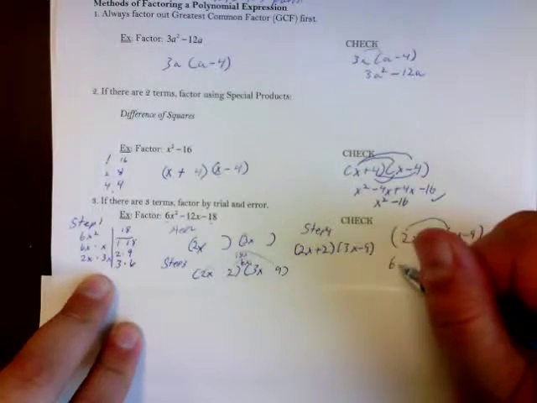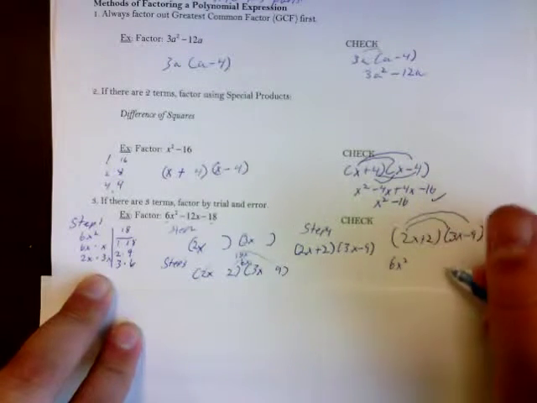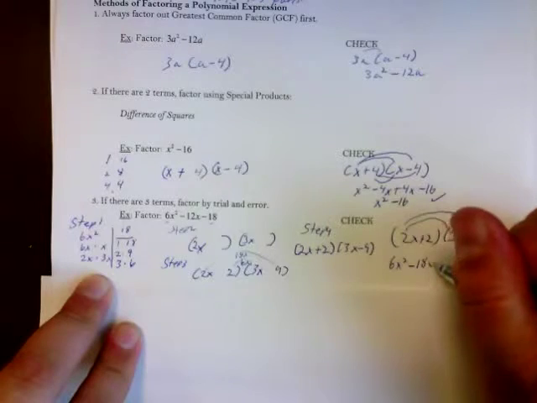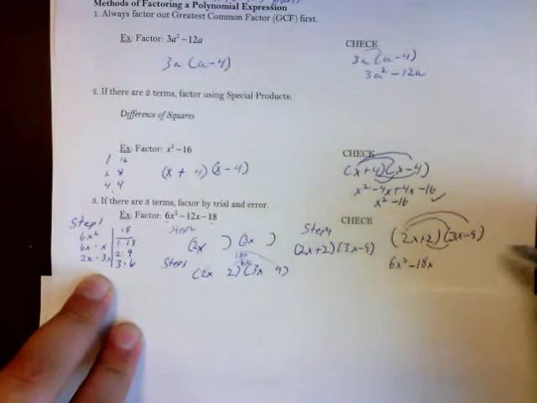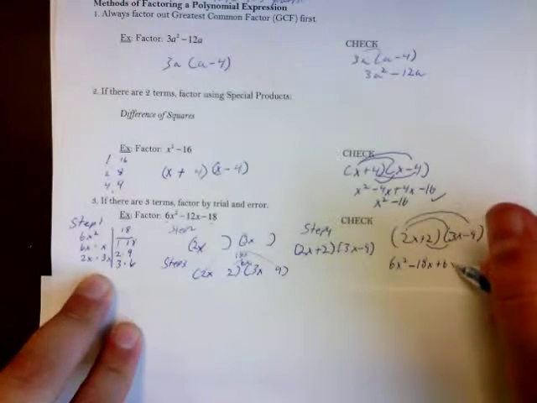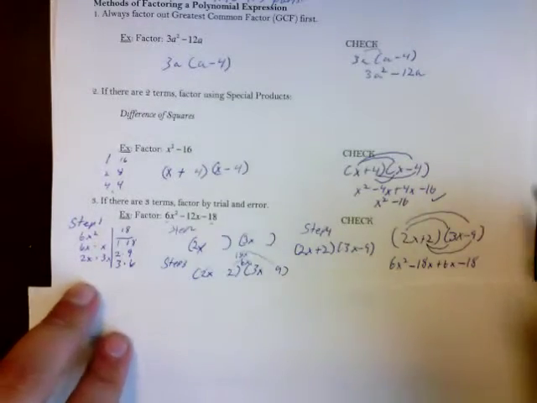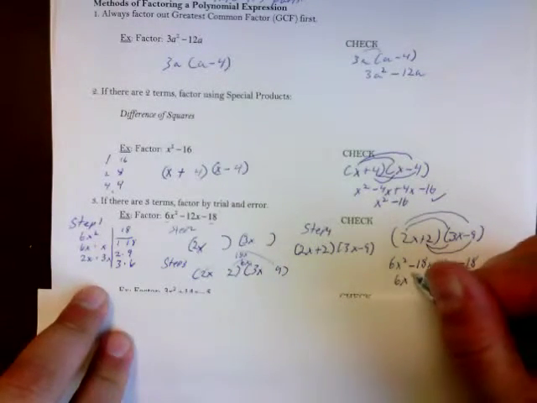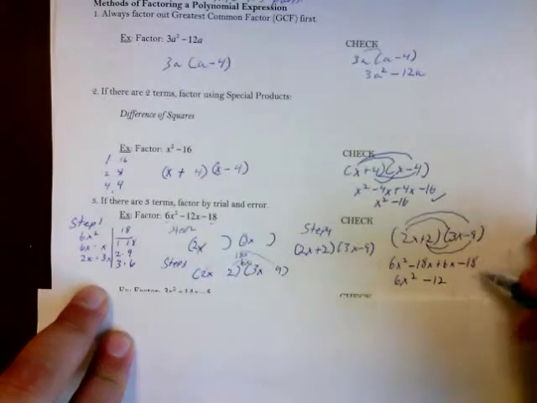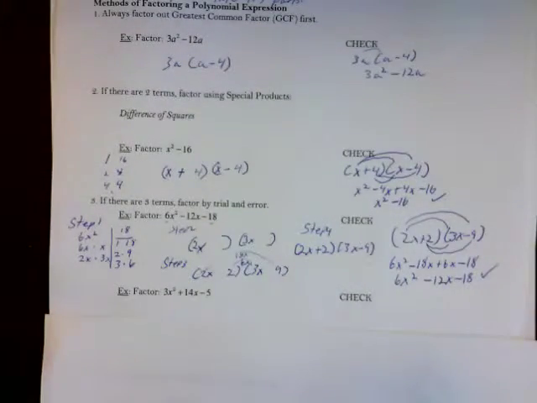2x and 3x is 6x squared. 2x and negative 9 is negative 18x. 2 times 3x is plus 6x. And 2 times negative 9 is minus 18. Combine like terms. 6x squared minus 12x minus 18. Yep. Check. All right, moving along.